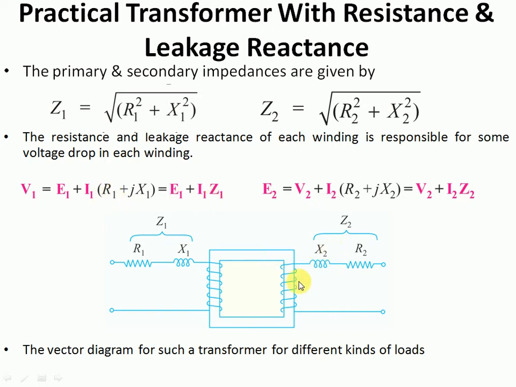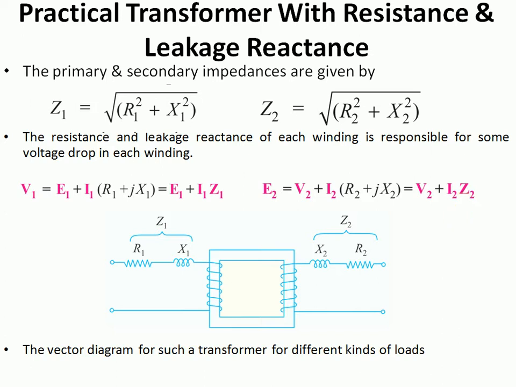Similarly, the EMF which is getting induced in the secondary is represented as E2. You will not be getting the same value at these terminals. When you are connecting a load across this, definitely there will be a drop in both this X2 and R2. So the voltage which you are getting across this load will be E2 minus I2R2 minus jI2X2 is equal to V2. Or else you can write it as E2 is equal to V2 plus I2 into Z2.